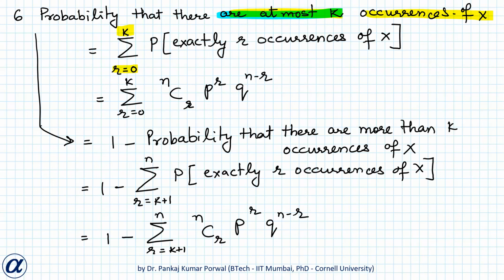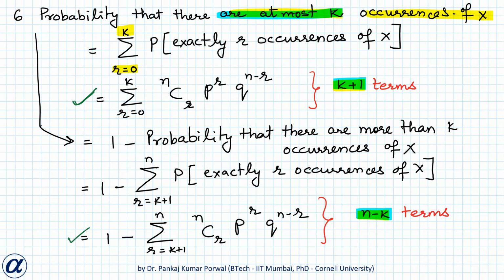And here note that in this expression I have k plus 1 terms, and in this expression I have a sum of n minus k terms. So same as the previous case, if k plus 1 is smaller than n minus k, then I will use this expression to write my probability, and if n minus k is smaller than k plus 1, then I will use this expression to express my probability.